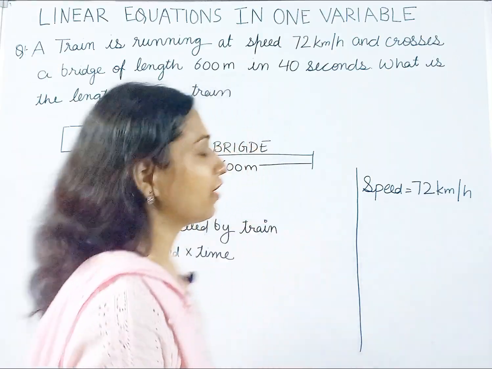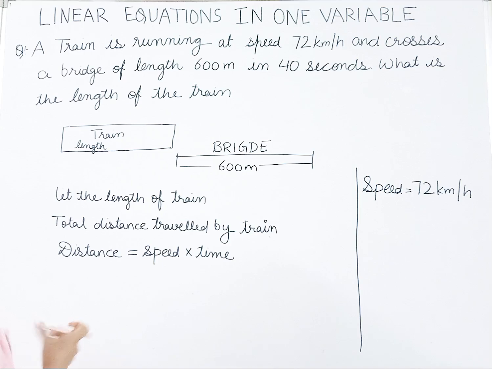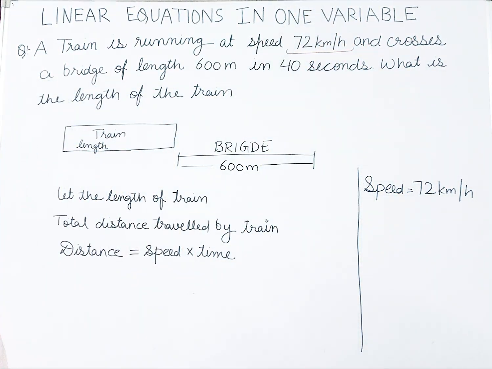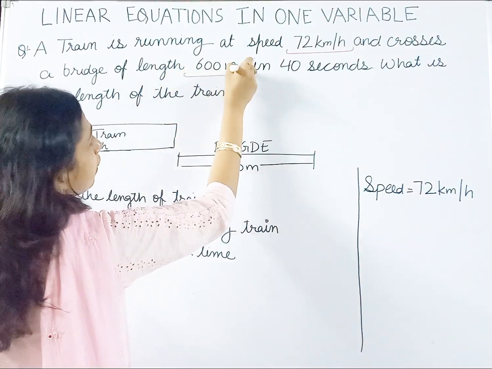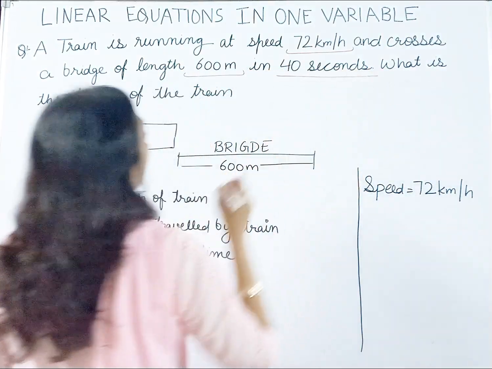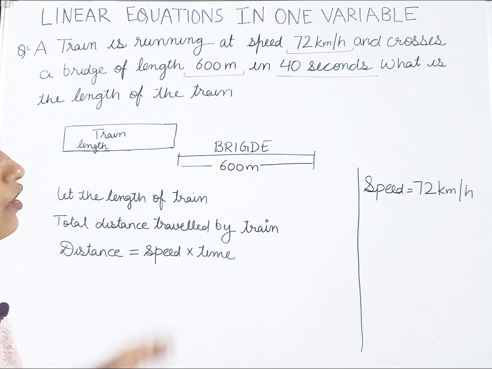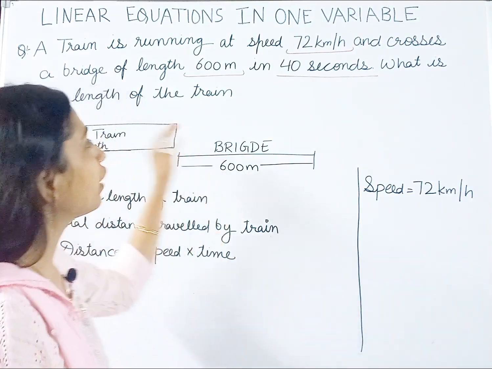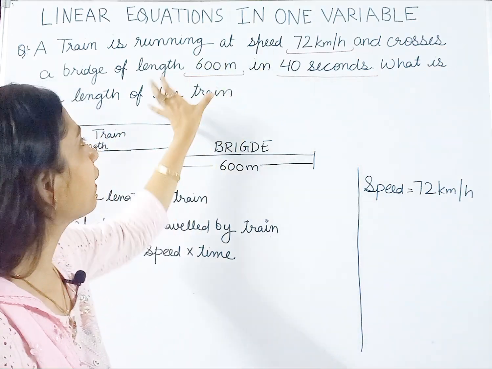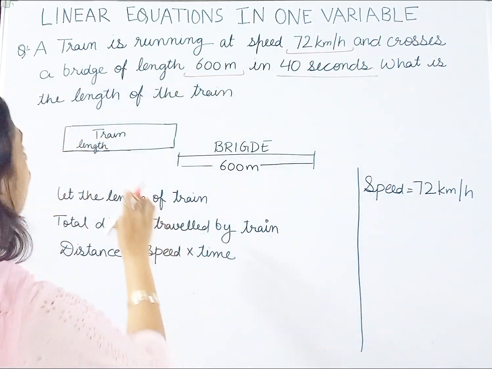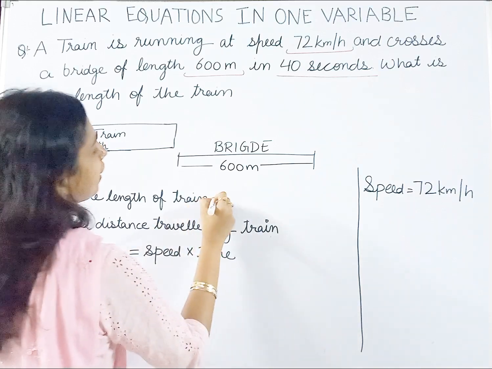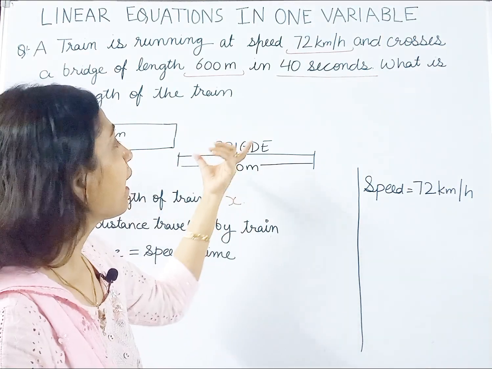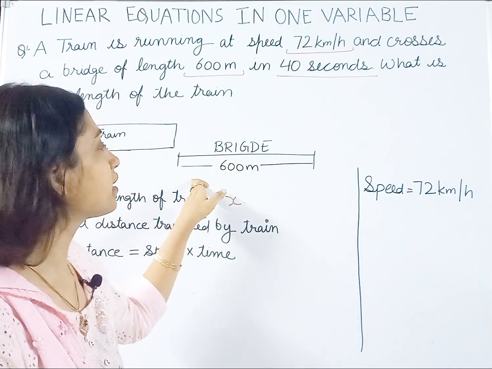The next question is: a train is running at a speed of 72 km per hour and crosses a bridge of length 600 meter in 40 seconds. What is the length of the train? In this question we have to find the length of the train, and we are given the speed of the train and the length of the bridge. So we will suppose the length of train as x.